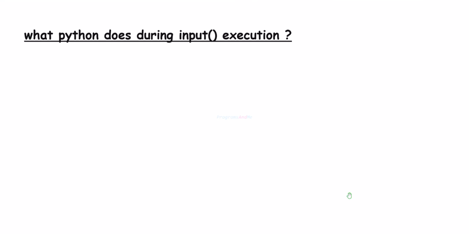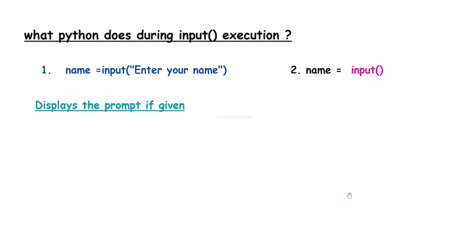So next, what Python does during input function execution. First, it displays a prompt if given. So in the first example, it writes "Enter your name" to the screen. In the second example, the prompt is not given, so it will just wait for the user to type something. The second step is it waits for the user to type something. Python pauses the program and waits for the user to type something and press enter.